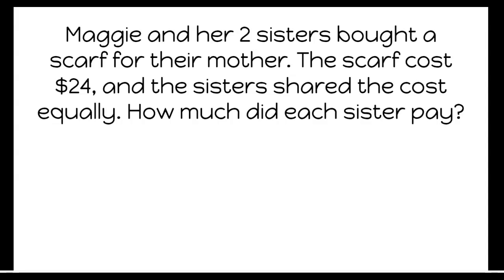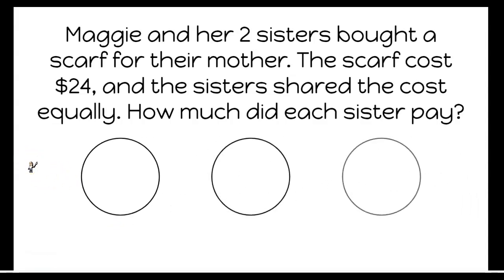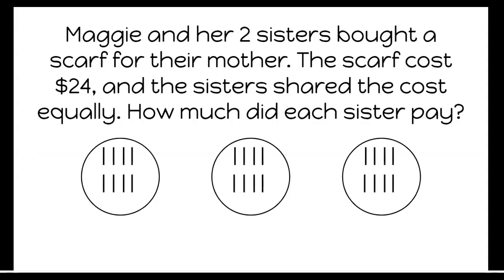The scarf is $24. How do we figure out how much it costs altogether? Well, we know the total. We know that $24 is the total amount, and I need to break that total apart into three groups. So I need to divide. I'm going to take three groups, and I'm going to add 1 to each group until I get to 24. So I've got 1, 2, 3, and I'm going to keep going till I get to 24.